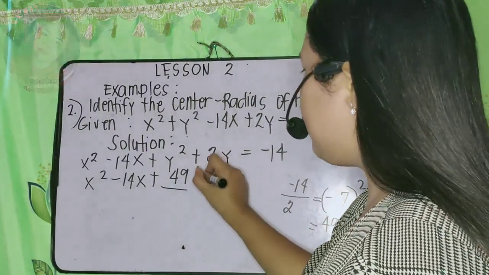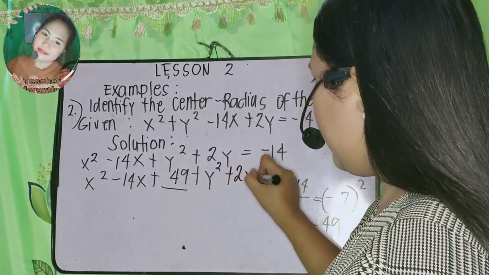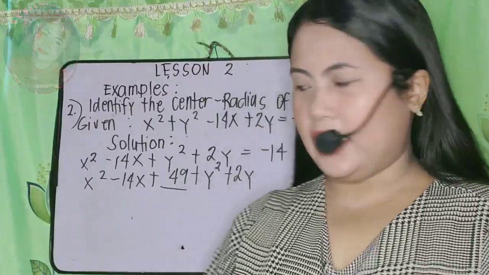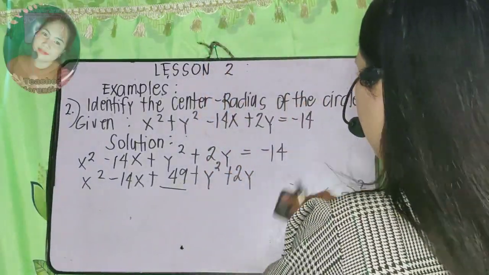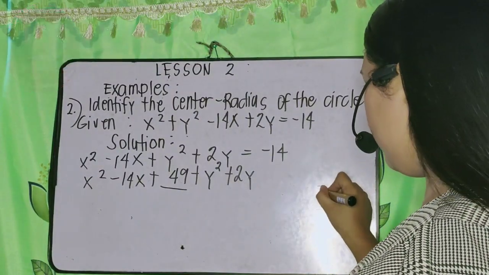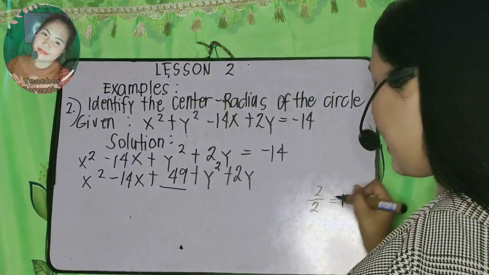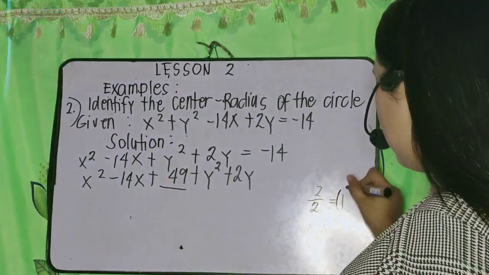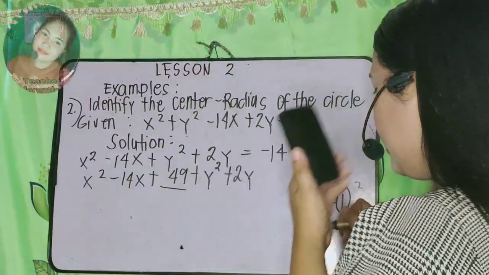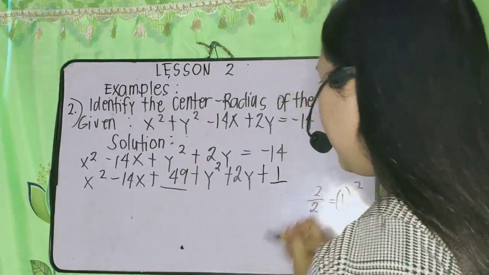And then, copy plus y squared plus 2y. So, since meron na tayong y, we're going to find the half of 2. Okay, so what is the half of 2? So, 2 divided by 2, we have 1. And square it, we have positive 1 times positive 1. So, our result is plus 1. So, isasabay na po natin siya dyan.